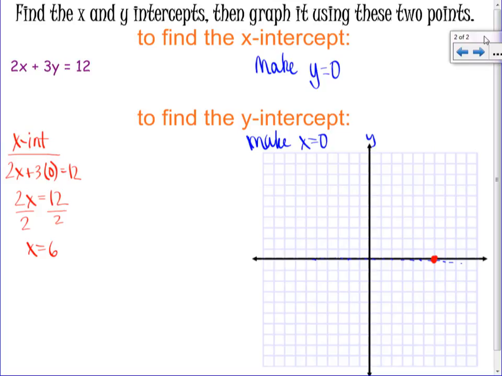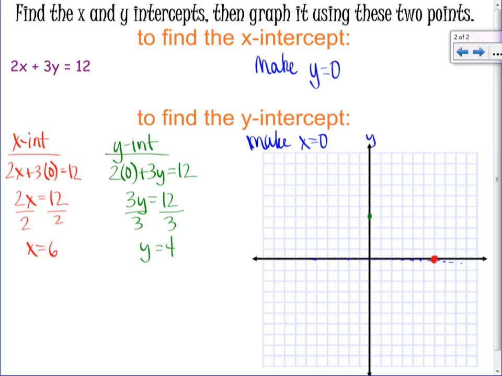Now we can find the y-intercept, okay, which is doing the exact opposite. We make the x equal to 0. Okay, which is really 3y equals 12, giving us 4. So on the y-axis, we know the line has to go through that point.